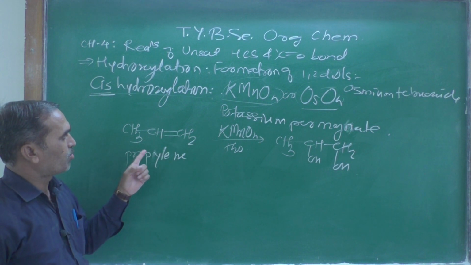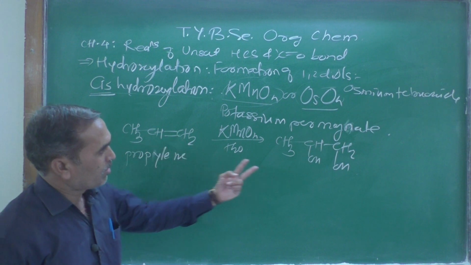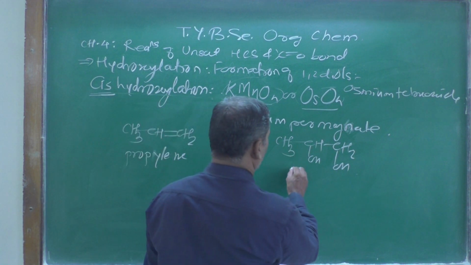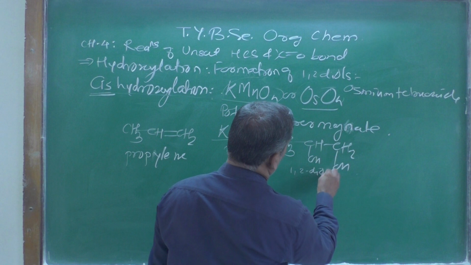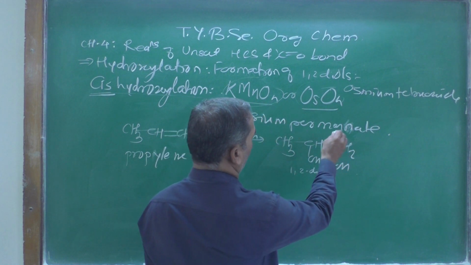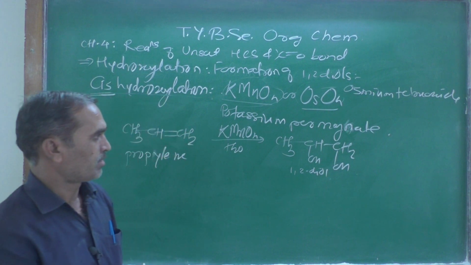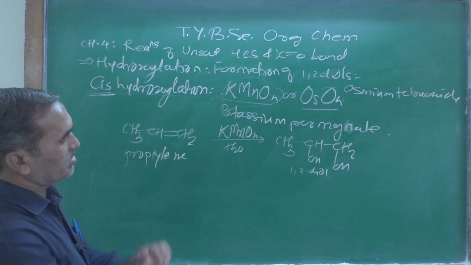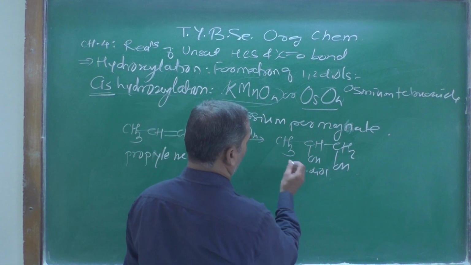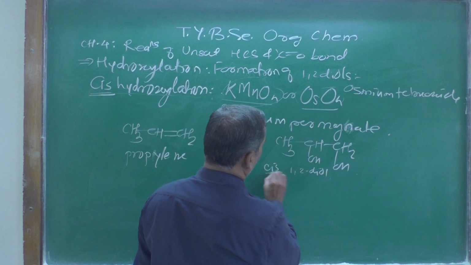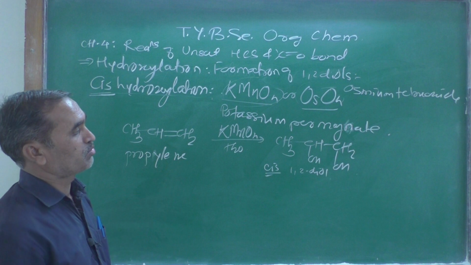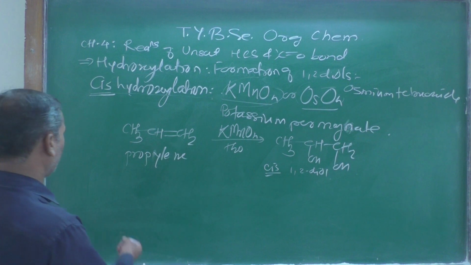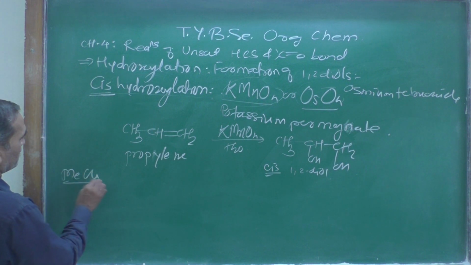What do you observe here? The carbon-carbon double bond is there. Look at this product: both hydroxyl groups come from the same side, and therefore the name of this compound is a 1,2-diol, or we can call it 1,2-dihydroxypropane. So this is the product we got. This is a cis hydroxylation, a cis 1,2-diol. Why cis 1,2-diol? How do you know that? Now let us look at the mechanism of this reaction and how it takes place.